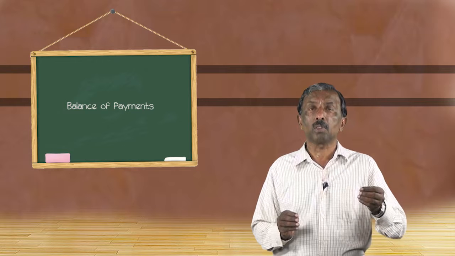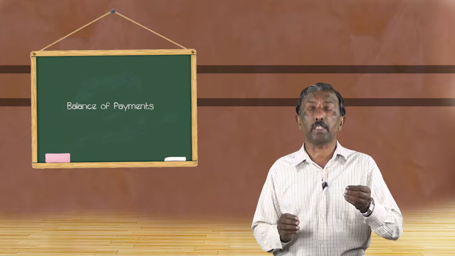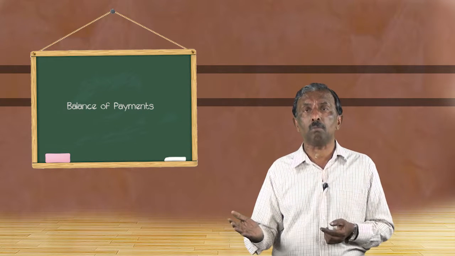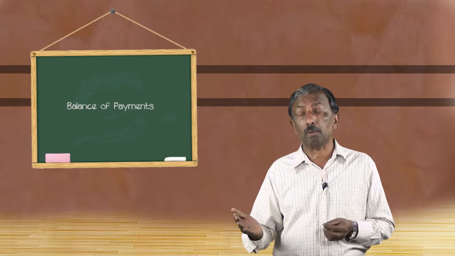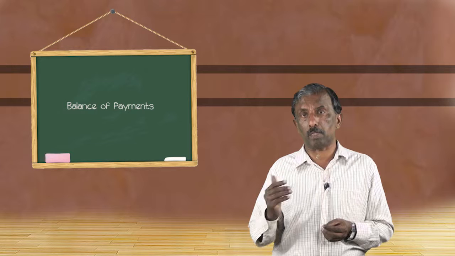Suppose on the receipt side the total in the current account is greater, then we call it a favorable balance of payment. On the other hand, if the total in the current account on the payment side is greater, then we call it an unfavorable balance of payments.